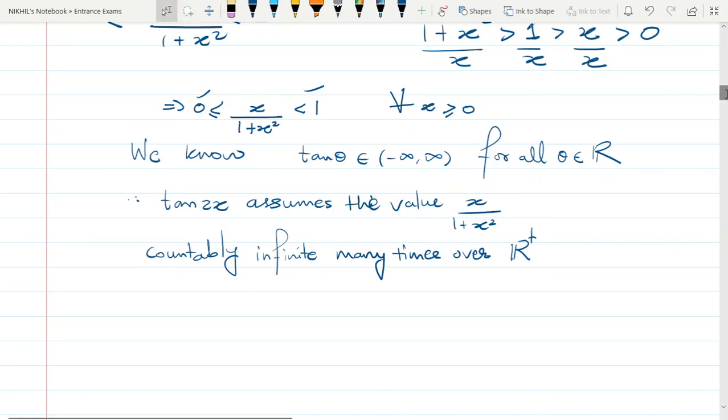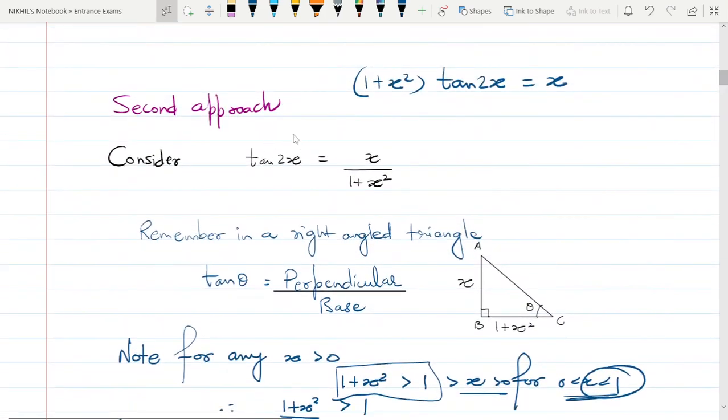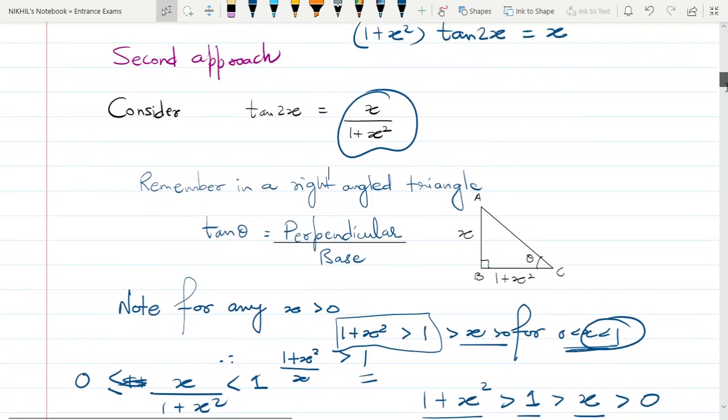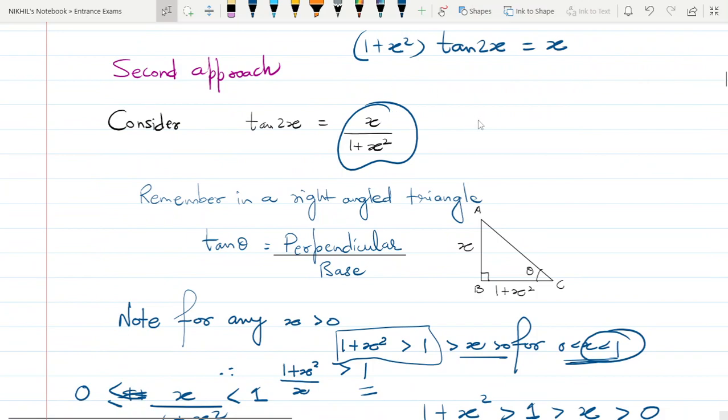Now see, this is the value of tan 2x and this quantity lies between 0 and 1, for all positive x. So what I am trying to say is, I am now asking an equivalent question: for how many positive values of x will tan 2x lie between 0 and 1?